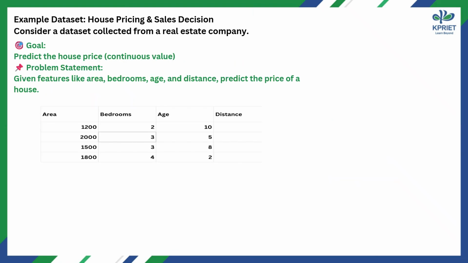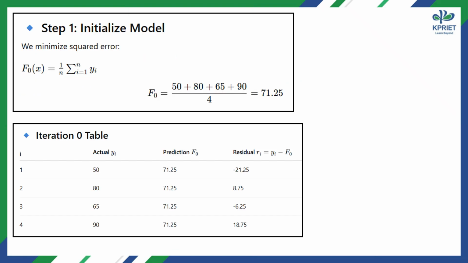Let us consider an example data set of house pricing and sales decision. Our goal is to predict the house price, which is a continuous value, and the given features are area, bedrooms, age, and distance. To predict the price of the house, we sum up the values of the previous cases: 50 plus 80 plus 65 plus 90, divided by 4, which gives the predicted f naught value. The actual value and the predicted value have a difference, so the residual is obtained by subtracting the predicted value from the actual value.